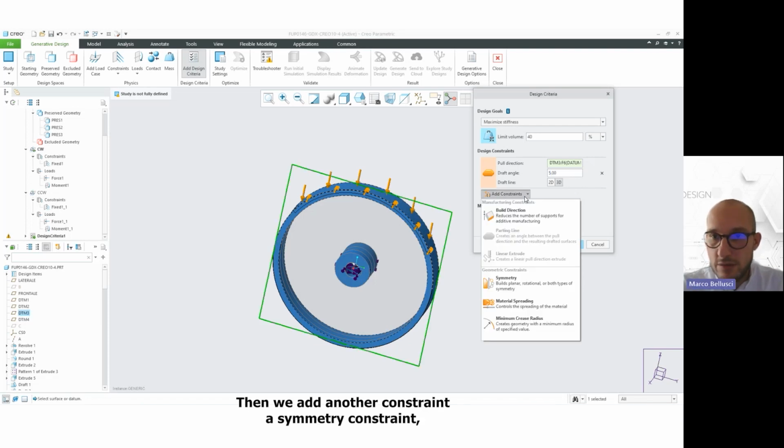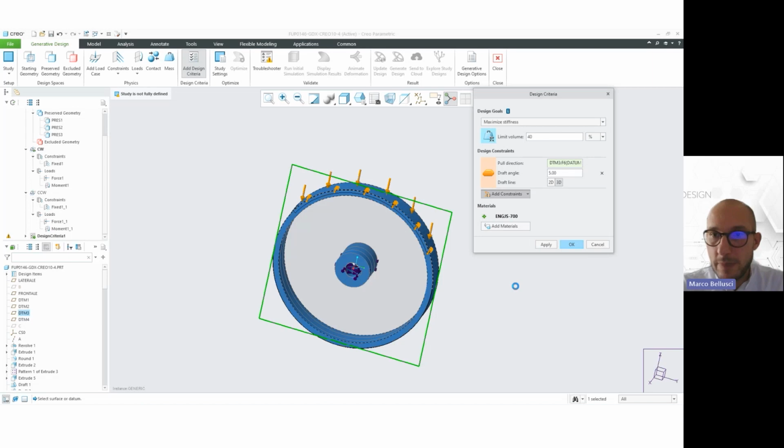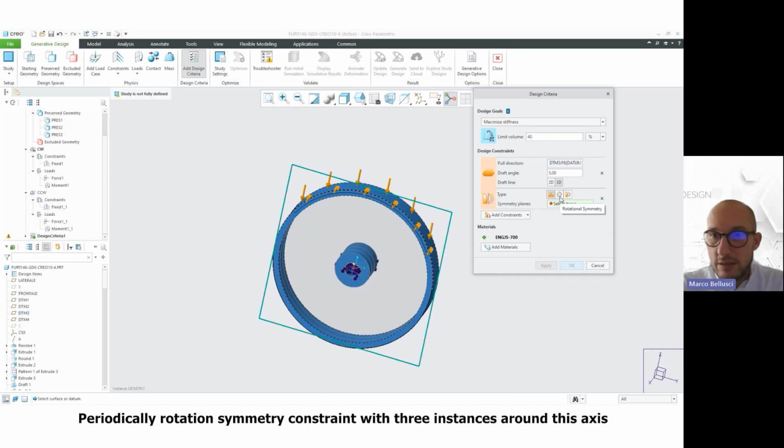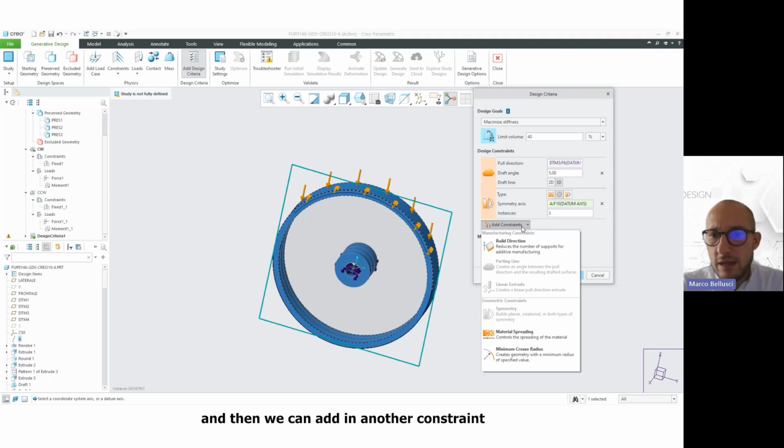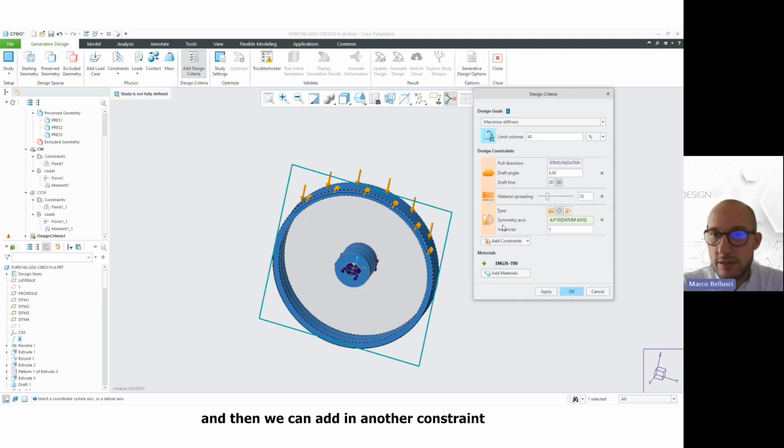Then we add another constraint, a symmetry constraint, a periodic rotation symmetry constraint with 3 instances around this axis. And then we can add another constraint, the spreading. It says to the tool how much I want the material to spread in the final design. And this is the material.